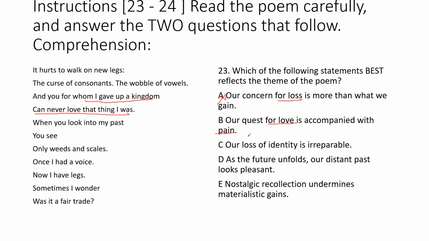Option C, our loss of identity is irreparable. This is a new idea not discussed in the paragraph. Option D, as the future unfolds, our distant past looks pleasant. But author did say that my past was pleasant, but my present is bad. He didn't discuss about future. So this also goes out. Option E, nostalgic recollection undermines materialistic gains. Author did not talk about any materialistic gain that he got. So the best available option would be option B.